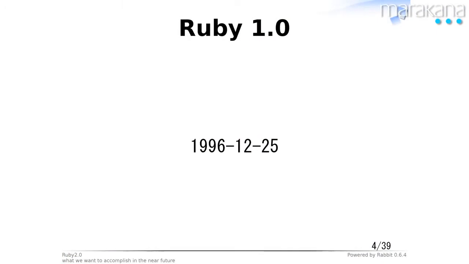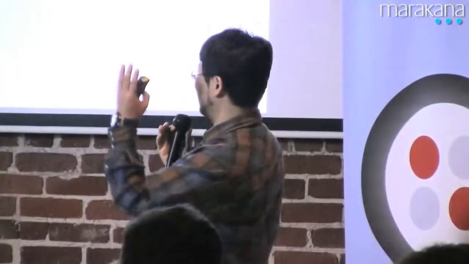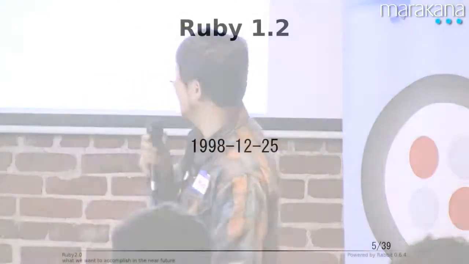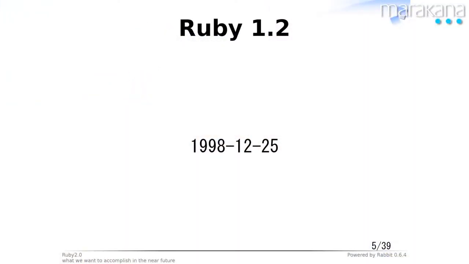You know, Japanese time is 18 hours faster than the United States. So I released Ruby 1.0 in Japanese time, so Ruby 1.0 was sleeping in the socks while you were in bed. Ruby 1.2 was released in 1998, on Christmas Day. And Ruby 1.4 was in August.